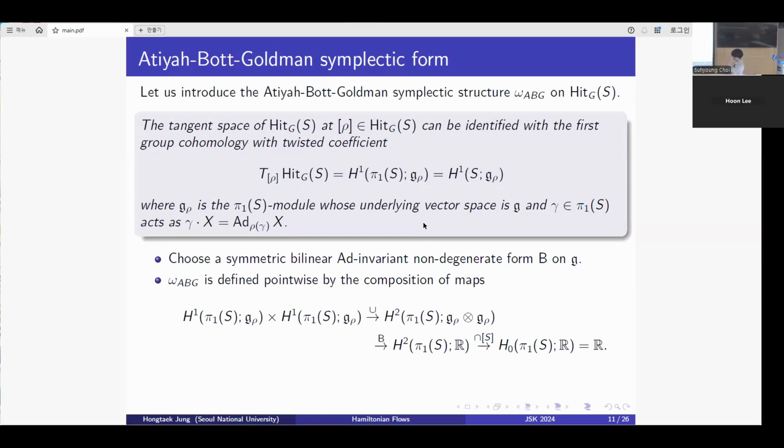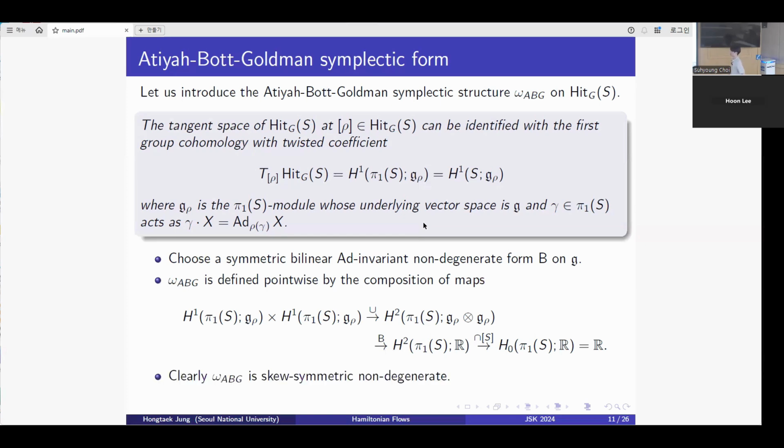So you choose one, and then the Atiyah-Bott-Goldman symplectic form is defined pointwise by the following map. We have a product of tangent spaces, and you take the usual cup product, ending up in the second cohomology group with the tensored coefficients. You apply B, and then you have a class in the usual second cohomology group, take its Poincare dual, and end up with a real number. The composition of this series of maps is the value of the Atiyah-Bott-Goldman symplectic form at this tangent space.